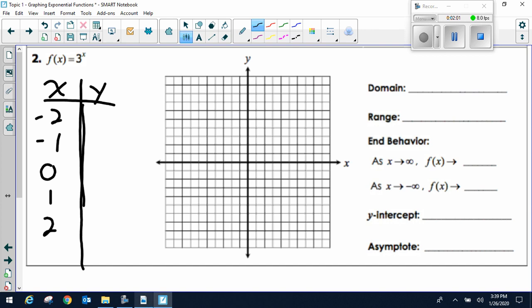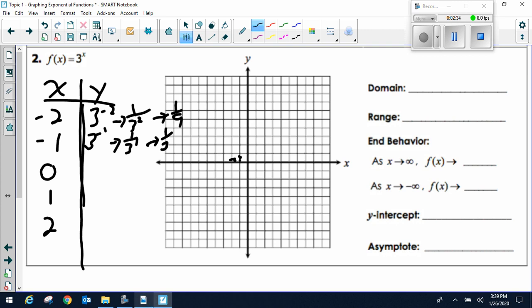Well, if I choose -2, that means it's going to be 3 to the -2. Now, we learned last unit that that's really saying that it's 1 over 3 squared, or 1/9. So at -2, it's going to be 1/9. And it's going to be about right there, give or take. Okay? At -1, that means it's 3 to the -1, which is the same as 1 over 3 to the first, or 1/3. You're going to estimate most of these.